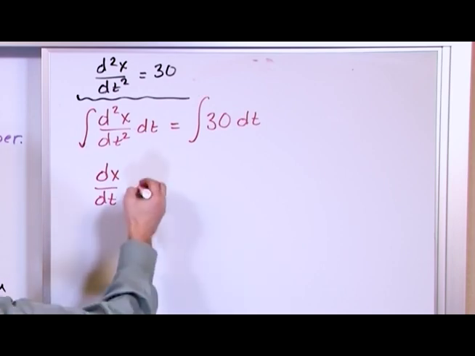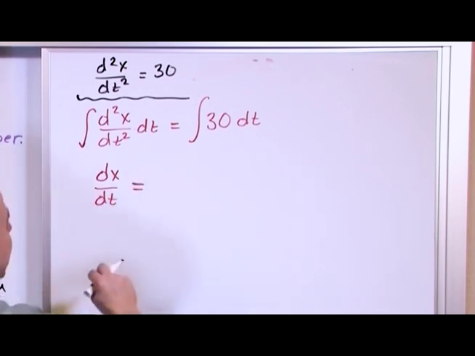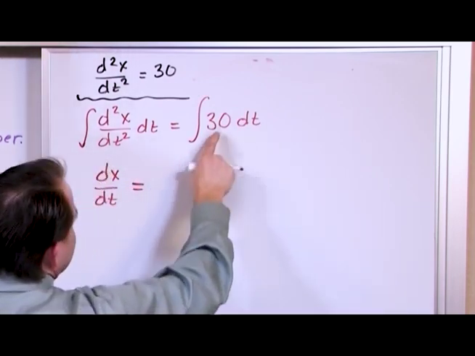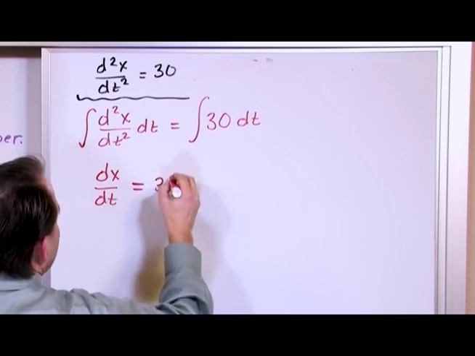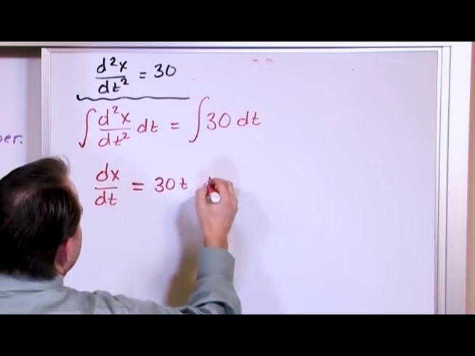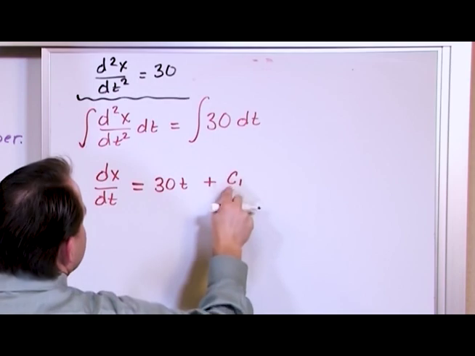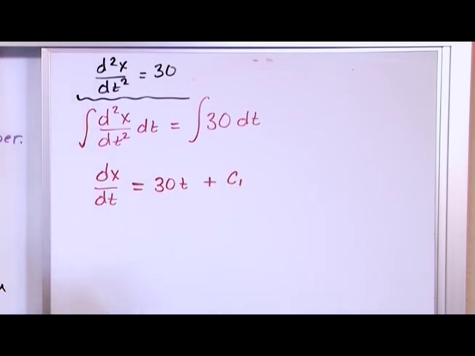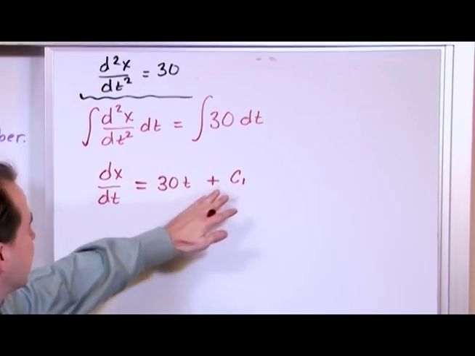It's sort of your basic calculus here. On the right-hand side, we're going to integrate this constant. It's a very simple integral. It's going to be 30t plus, and I'm going to label a constant of integration here, because we always have a constant of integration, I'm going to label it C1.